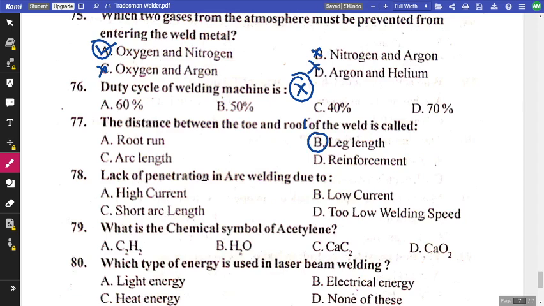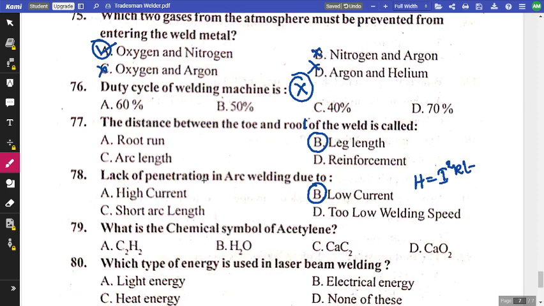Lack of penetration in arc welding is due to: high current, low current, short arc length, or too low welding speed. From the options itself, if the current is low, the amount of heating will be low, so the penetration will be low. The heat produced is H equals I squared RT. So if the current is low, the heat will be reduced, so the penetration will be lesser.